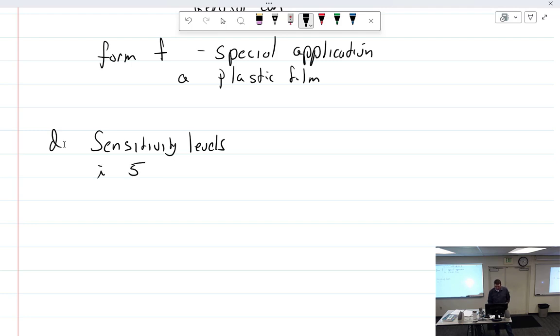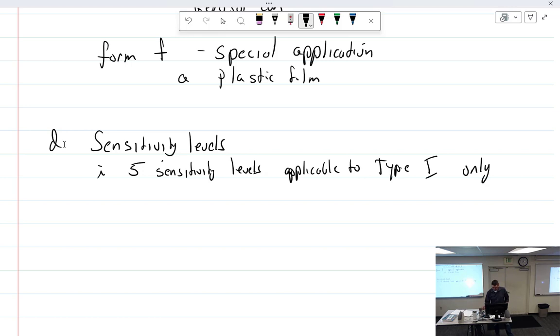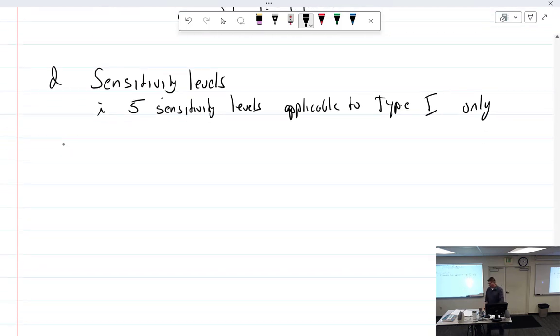So there are five levels applicable, five sensitivity levels. Applicable to type one only. What's type one? Fluorescent. And they are the five sensitivity levels, level one, level two, three, four, and five. Level one half, level one, level two, level three, and level four.